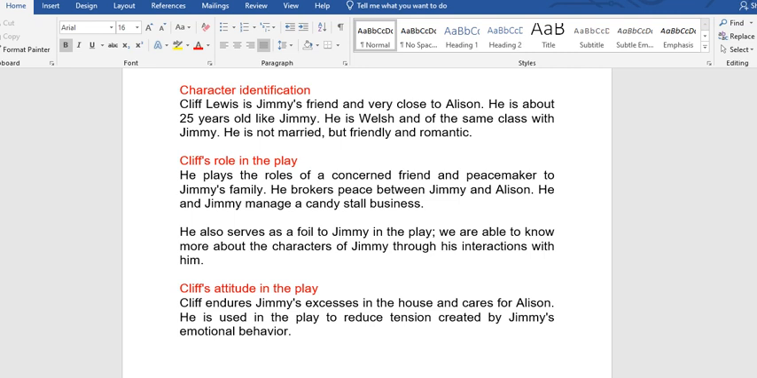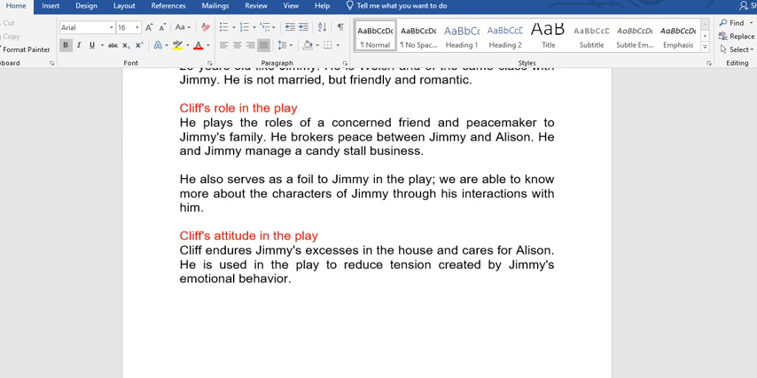Cliff's role in the play. He plays the roles of a concerned friend and peacemaker to Jimmy's family. He broadcasts peace between Jimmy and Alison. He and Jimmy manage a candy store business, that's a sweet shop.